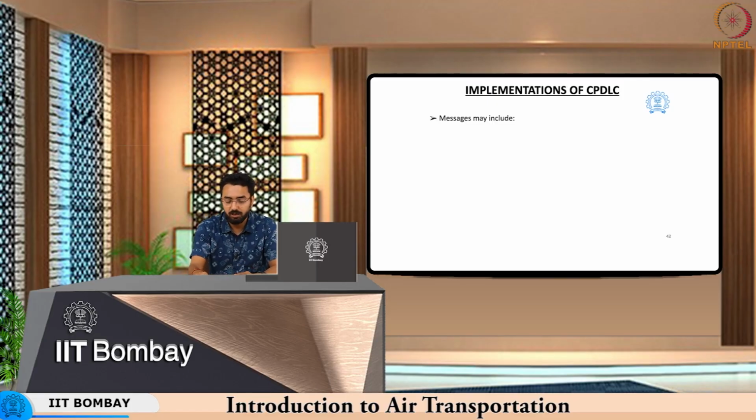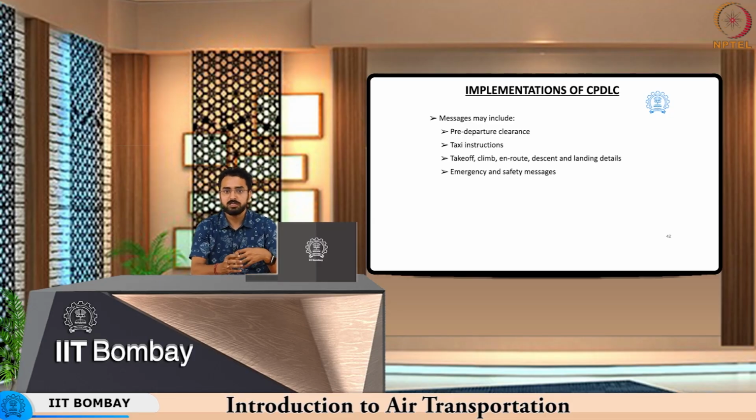The messages that are transmitted through this system may include pre-departure clearances, taxi instructions, takeoff, climb, en route, descent and landing details, as well as emergency and safety messages. So, as you can see, the system is able to provide a very robust way of carrying out data communication, and hence is useful for aircraft all across the globe to carry out data link communication.